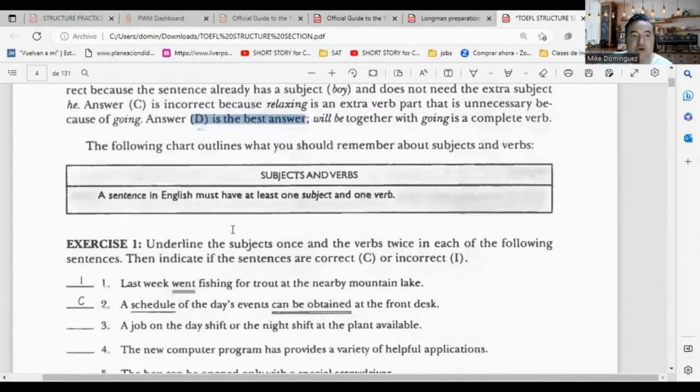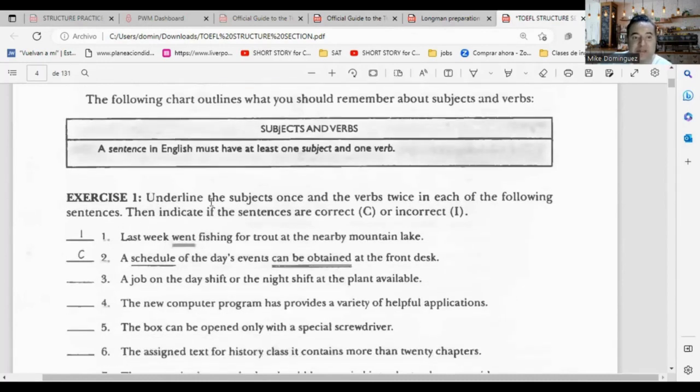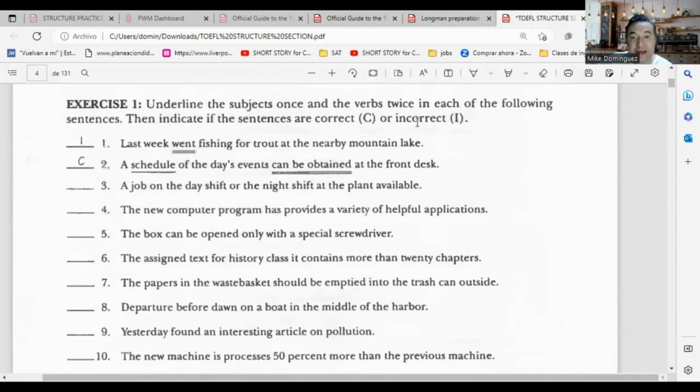Subjects and verbs. The following chart outlines what you should remember about subjects and verbs. A sentence in English must have at least one subject and one verb. Got it? Exercise: underline the subjects once and the verbs twice in each of the following sentences. It's going to be a very simple task. Then indicate if the sentences are correct or incorrect. Let's do it very quickly.